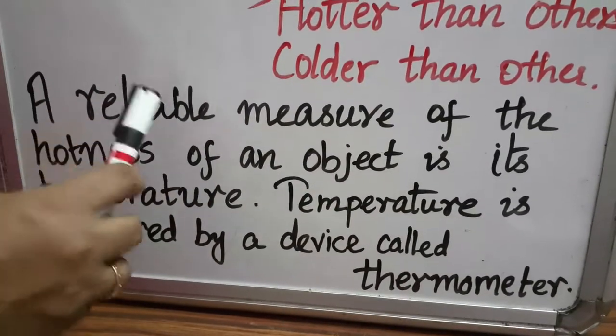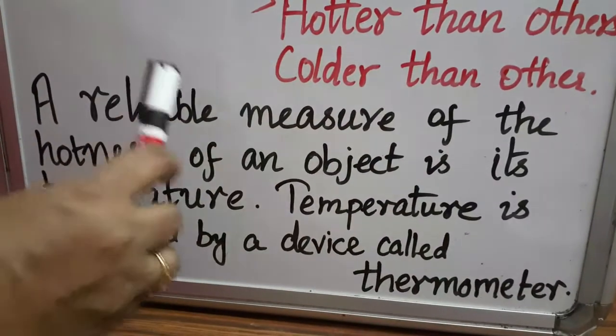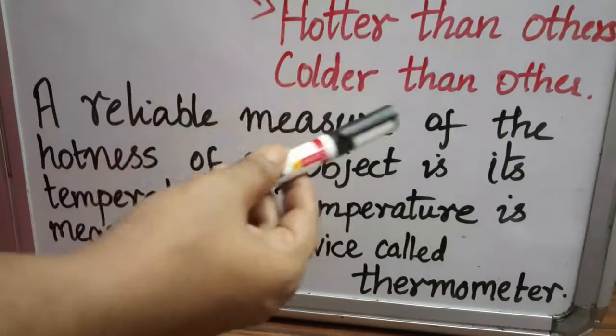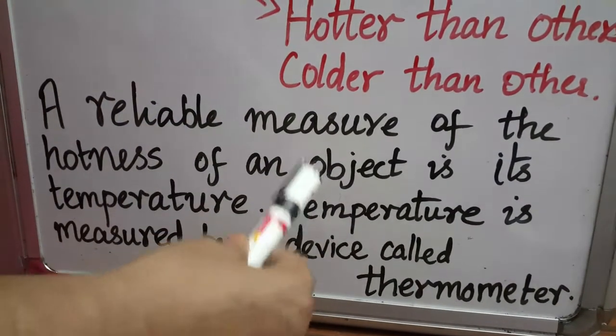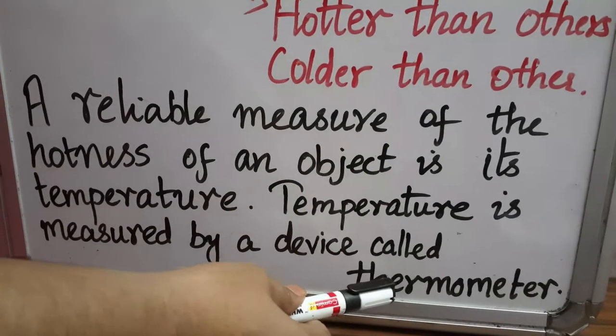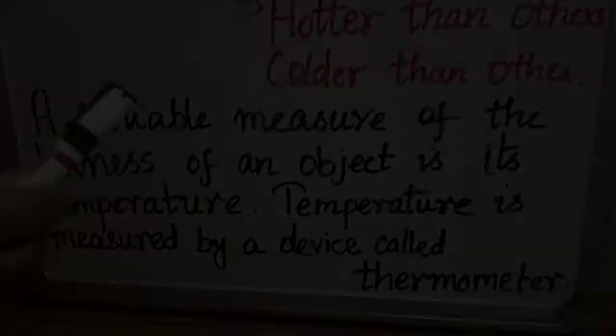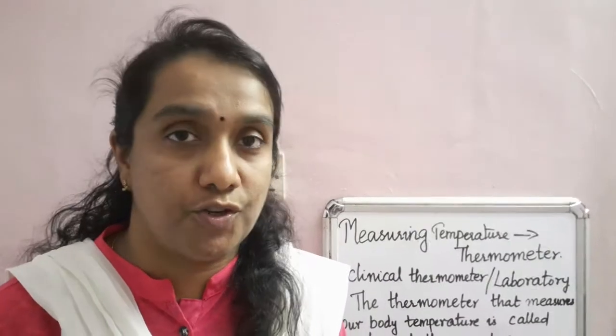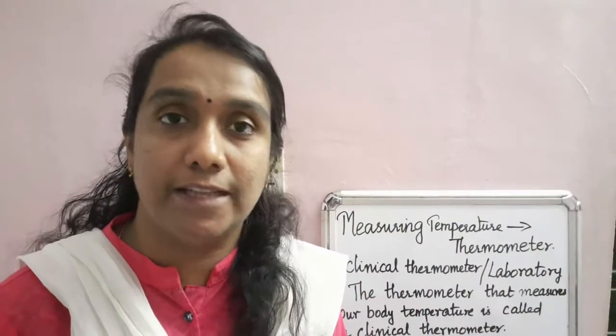So a reliable measure of the hotness of an object is known as the temperature, and it is measured using a device that is known as thermometer. Okay. So we can measure the temperature by using thermometer.